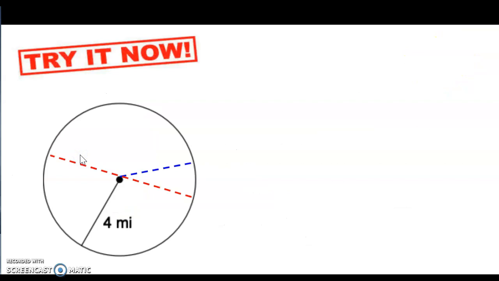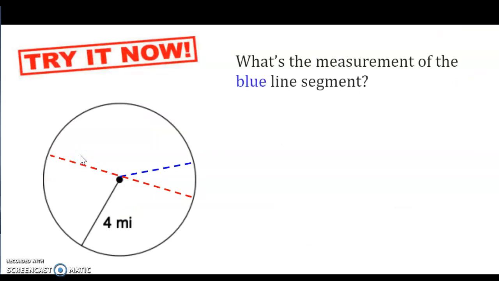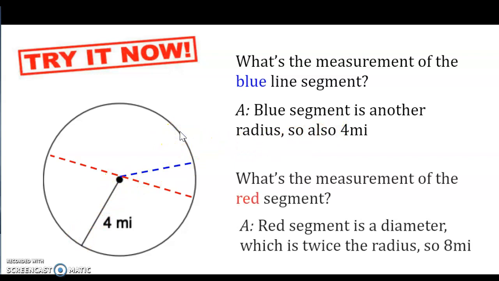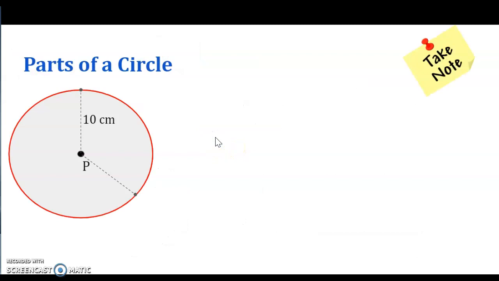Okay, so let's do some example problems. What is the measure of the blue line segment? If you're given that the radius is 4 miles, by definition, we know that the distance from a point on the circle to the center is always going to be the same. So we know that it's 4 miles. And then what about the red segment? Well, what sort of line is that? That's a diameter. A diameter is always going to be twice the radius. So it's 8 miles.